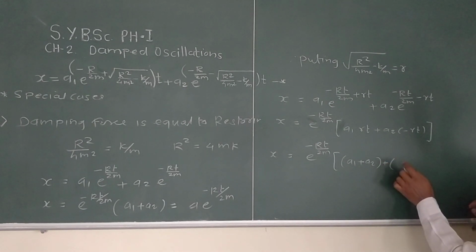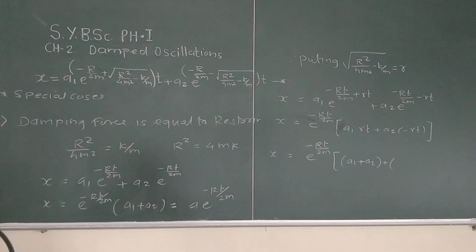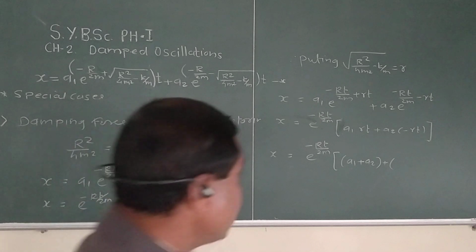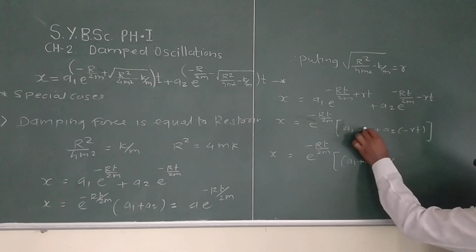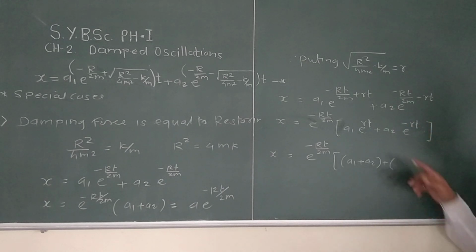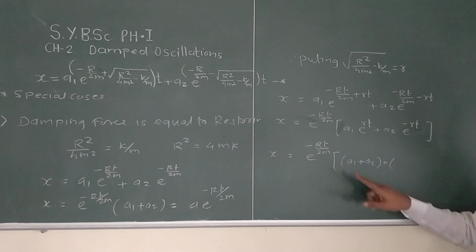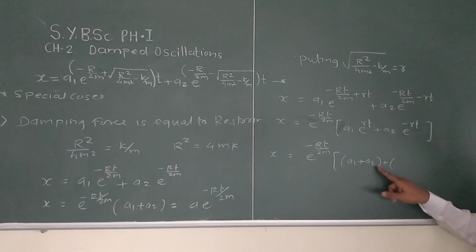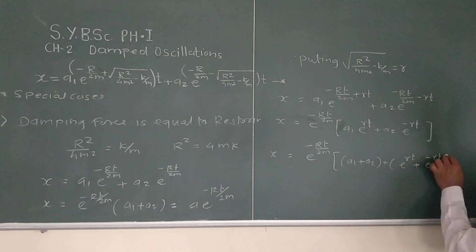plus, in next term we write here, okay, here we have to write e raised to rt, and here we write e raised to minus rt, okay, right? So x equal to e raised to minus rt upon twice m, we take common a1 plus a2 in first, and in next bracket we take e raised to rt plus e raised to minus rt.